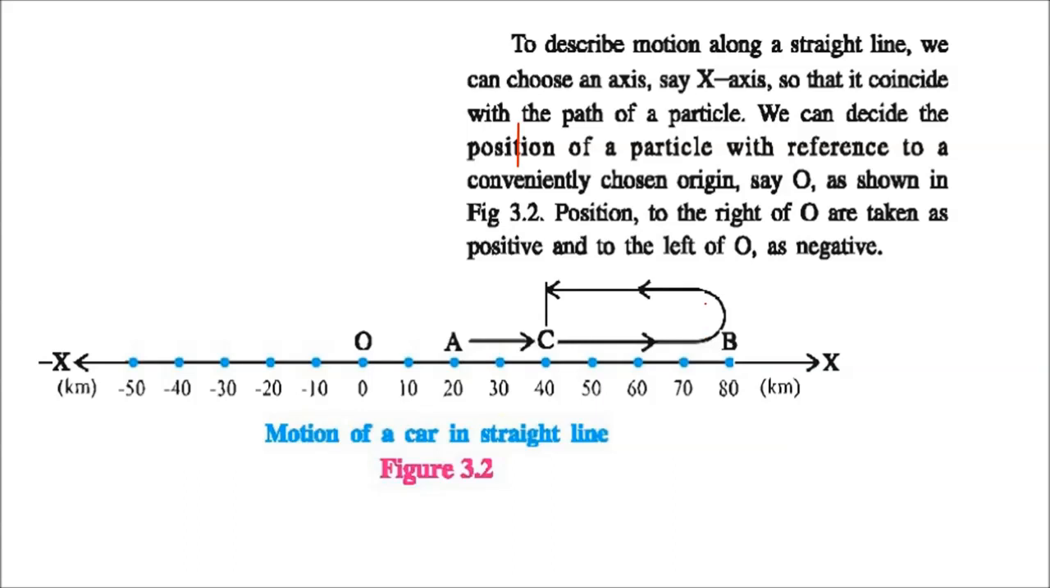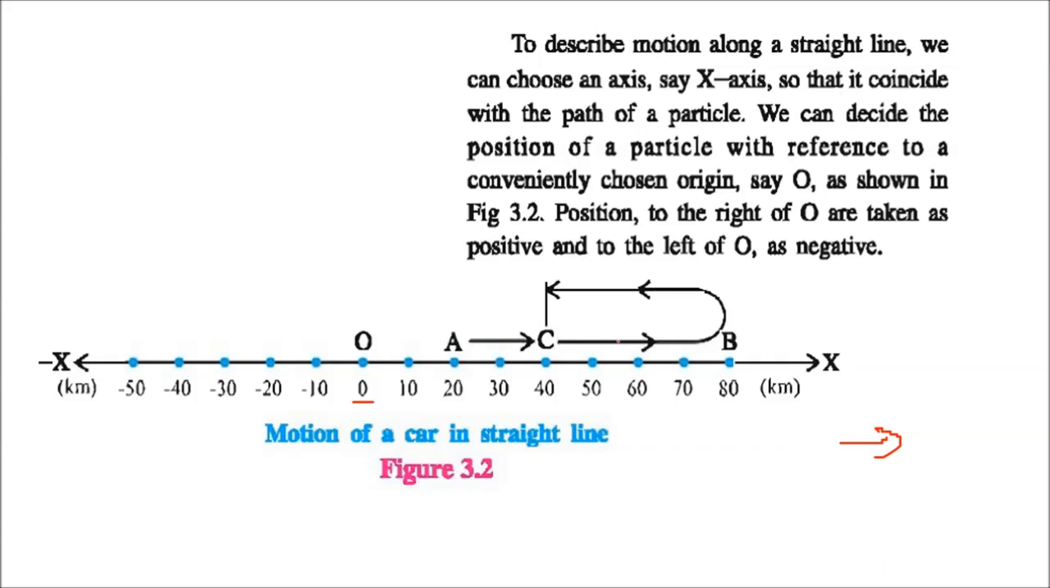Let us describe the motion along a straight line. We will choose an axis and call it the x-axis. Why are we choosing only one axis? Because in straight line motion, only one of the coordinates changes. Say x is the direction in which the particle or object is changing its position, so the x-axis coincides with the path of the particle. Now we can decide the position of a particle with reference to some origin. This is the origin we have taken.